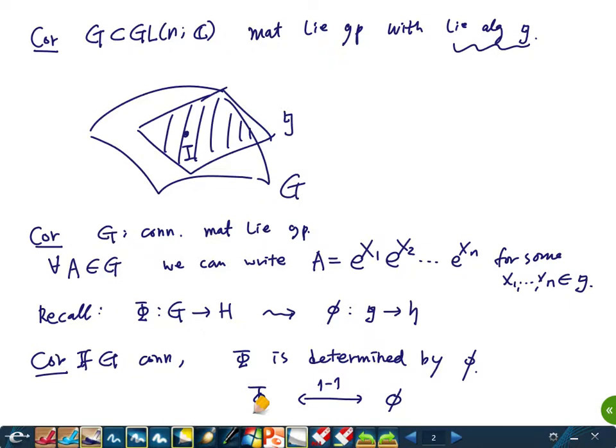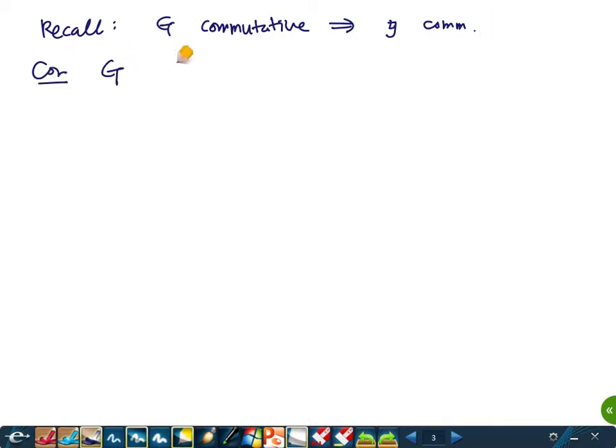Okay, and also we have seen that, recall, if G is commutative, then we know that its Lie algebra is also commutative. But the converse is not true in general. But again, if G is connected, then it is if and only if: the Lie algebra is commutative if and only if G is commutative.